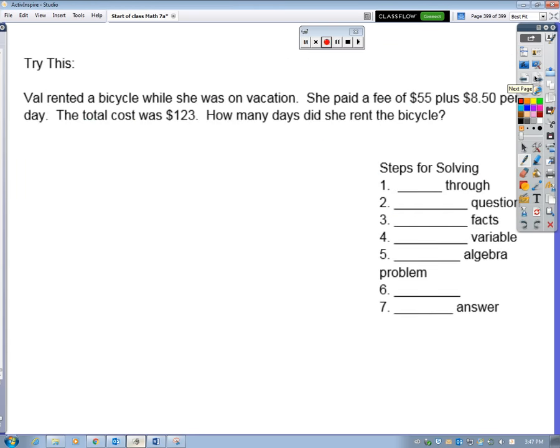All right, I have a try this problem for you. Try this one, see what you guys come up with, set this one up, and then we will see what you guys get for an answer.